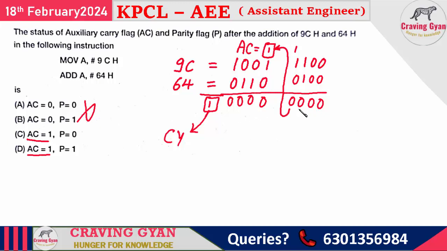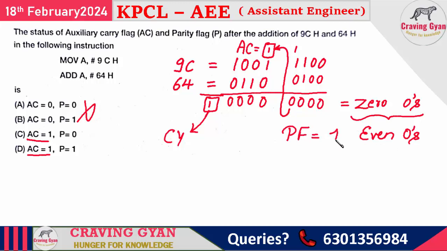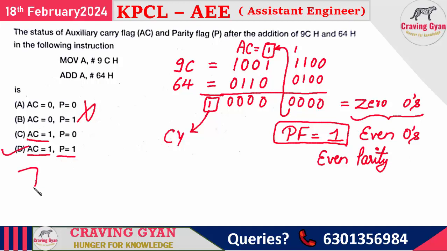0, 0, 0, 0, 0, 0, 0, 0. How many ones are there? There are 0 ones. Nothing but, can I tell, it is an even number of ones. Then what is the value of parity flag? In the case of even parity, the value of parity flag is 1. In the case of odd parity, odd number of ones, the parity flag is 0. In the case of even parity, it is 1. That's it. Option D is going to follow.